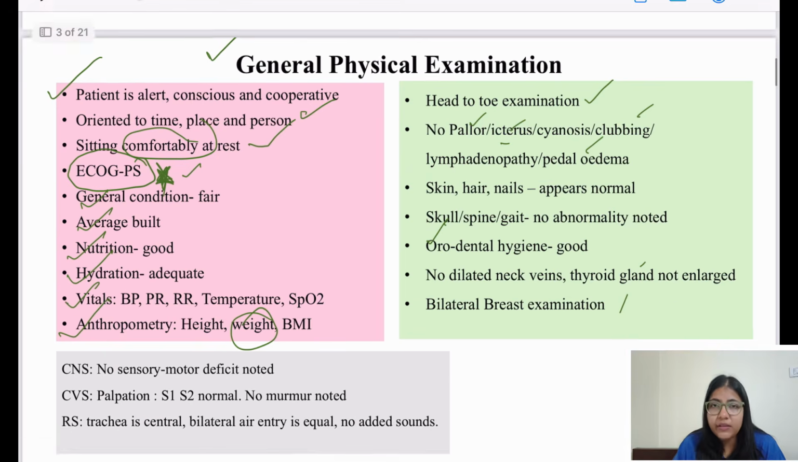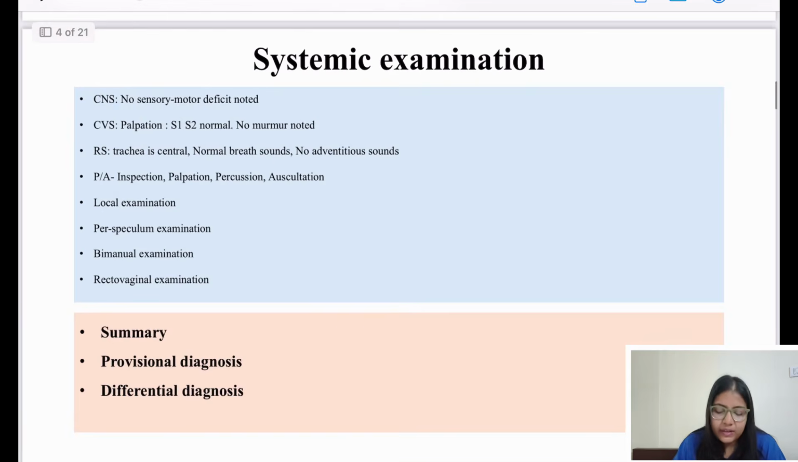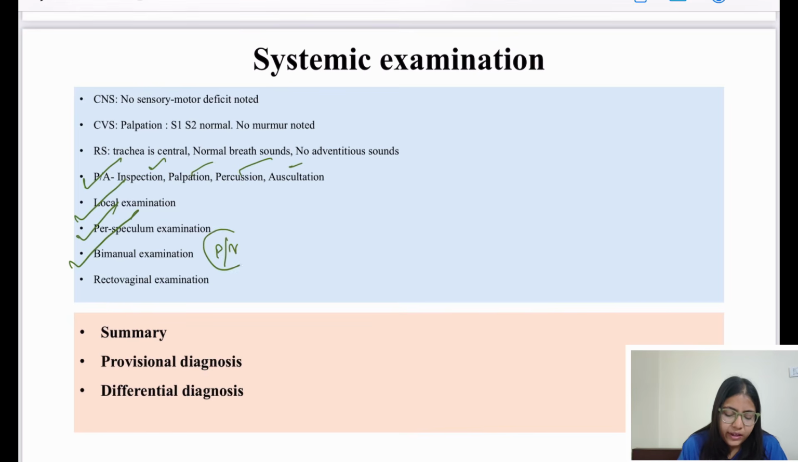Then comes systemic examination, CVS, RS and CNS, and after that comes the per abdomen examination, which you should know in detail, including inspection, palpation, percussion and auscultation. Then comes local examination, per speculum, bimanual, which is also known as PV examination, and then comes rectovaginal examination. Not done in all cases, but whenever needed we do it to get some information about the case. I will tell you afterwards where you do this examination.